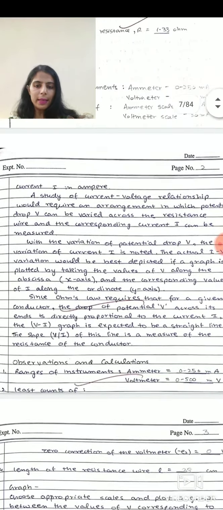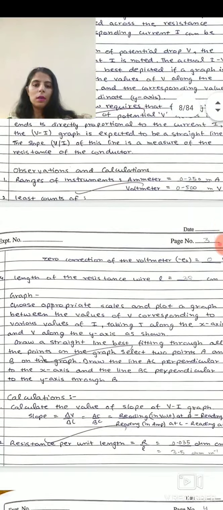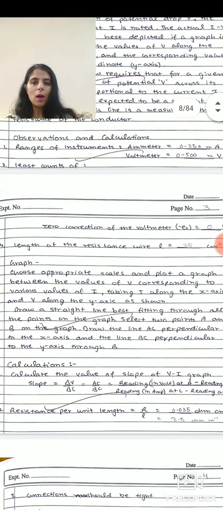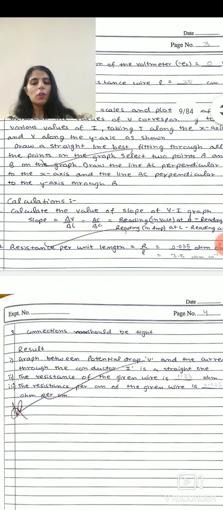On the right hand side, again write the observations and calculations. Write about the graph. Paste the graph on the left hand side according to the calculations. Then the result. We should write the result on both sides, the blank side as well as the right hand side.